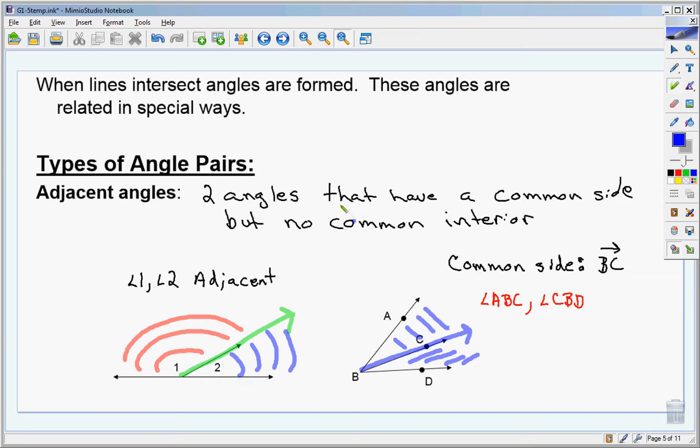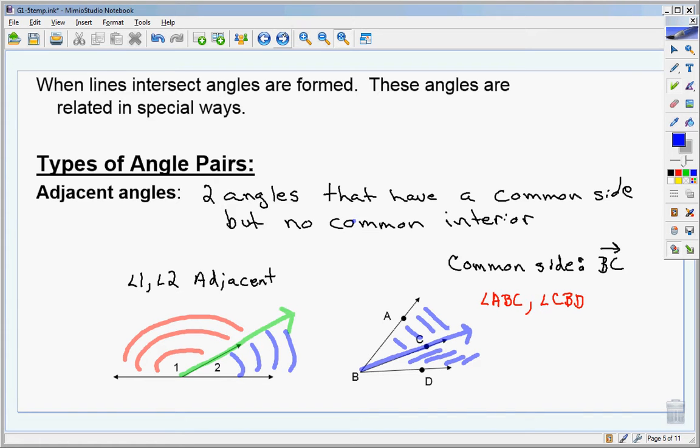Adjacent angles are two angles that have a common side, which we see in both of the pictures, but no common interior. In other words, their interiors don't overlap. Angle 1 and angle 2 are adjacent. Ray BC is their common side. Angle ABC and angle CBD are adjacent angles.